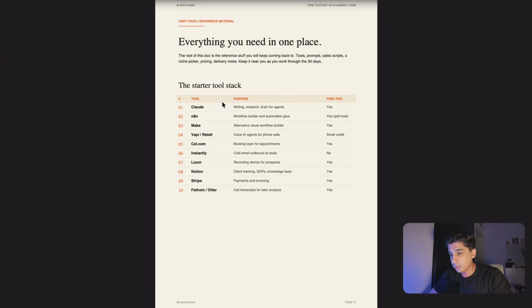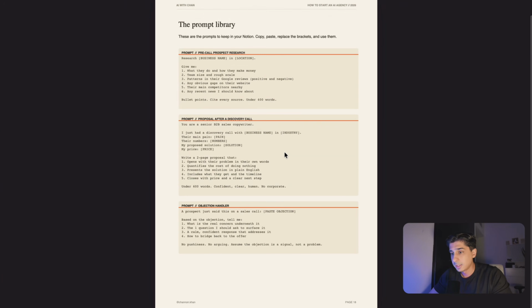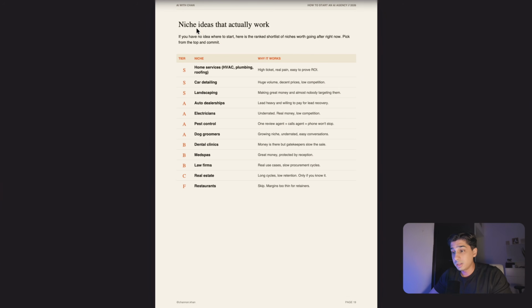So again, the tool stack over here: Claude, n8n, Make, Vapi, Retell. This can change, by the way, but again, Instantly, Loom, Notion, Stripe, Fathom, etc. Instantly doesn't have a free tier. You can use another one, or manually, you can just start sending it from your email. This is a full prompt library: pre-call prospects, proposals after discovery call, objection handler.